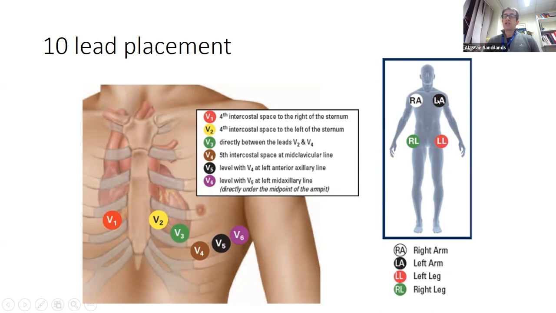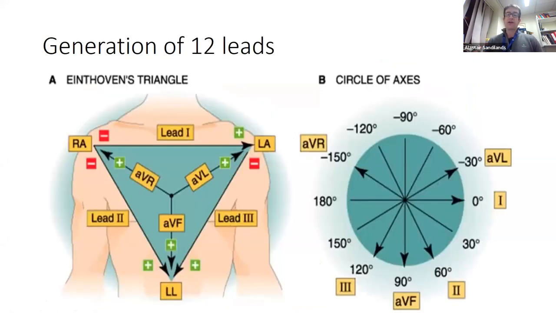By looking at the ratios between the 3 leads and the right leg, which is your reference leg, we can generate 6 leads, and the limb leads are created. The limb leads are important for determining the wave of depolarization in the heart and therefore the axis, which we'll talk about later.